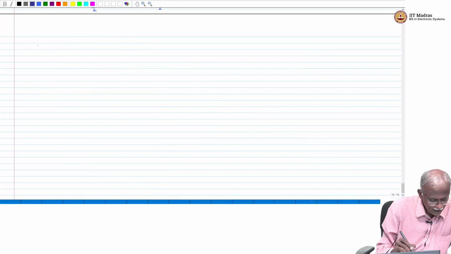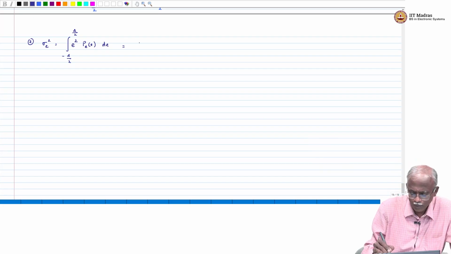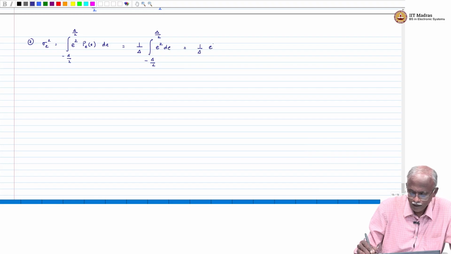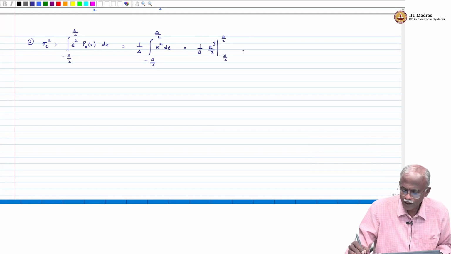The second result is the standard deviation, or the variance. Sigma e squared is given by, because it is zero mean, we can straight away write down the expression: the integral from minus delta by 2 to delta by 2 of e squared p_e of e de. That is with the probability distribution function. So this will come out to be 1 over delta times the integral from minus delta by 2 to delta by 2 of e squared de. That will be 1 by delta times e cubed by 3 evaluated from minus delta by 2 to delta by 2. You can verify this comes out to be delta squared divided by 12.